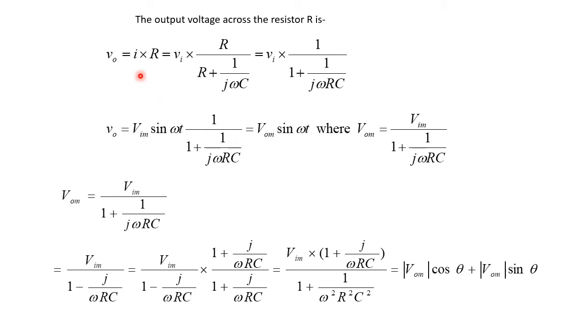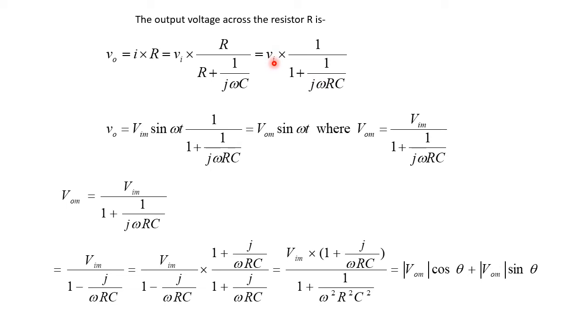As the current I is flowing through the RC circuit, the output voltage, which is the voltage taken across the resistor R, will be I multiplied by the resistance R, and I can be written as Vi upon the impedance. This is the value of I multiplied by R. Now we have made a rearrangement in this equation, and after rearrangement it becomes like this.